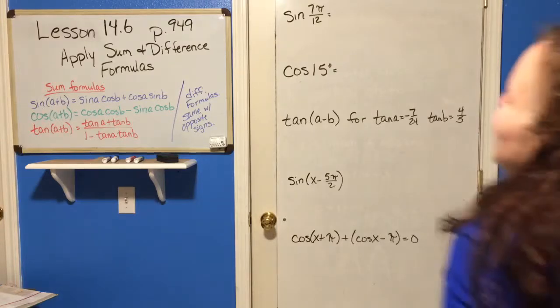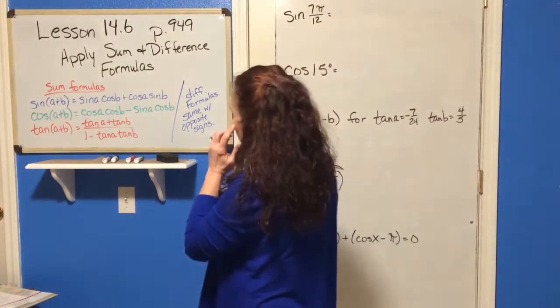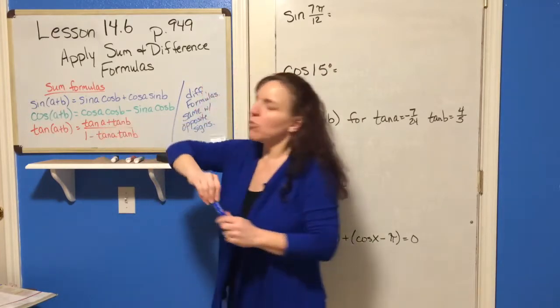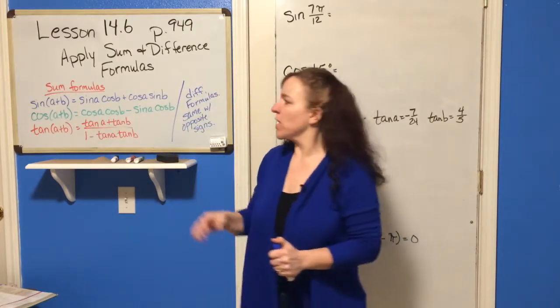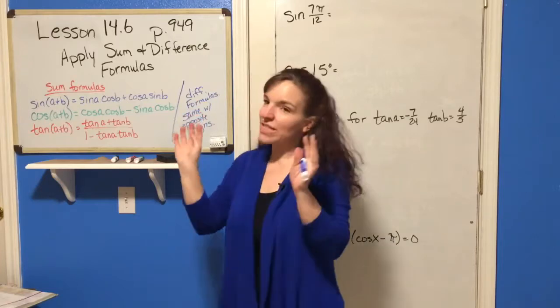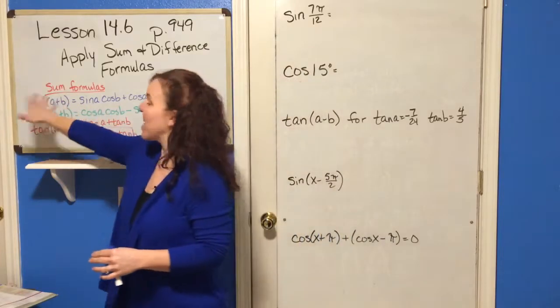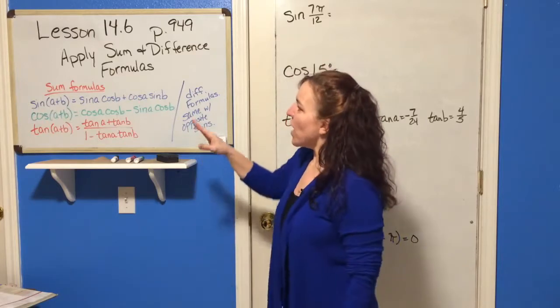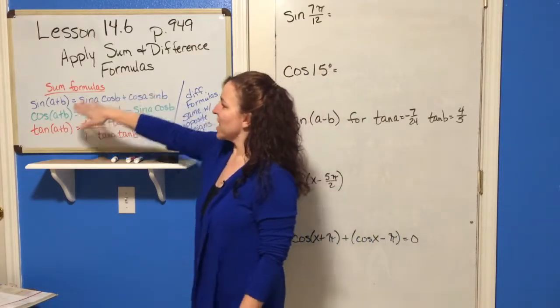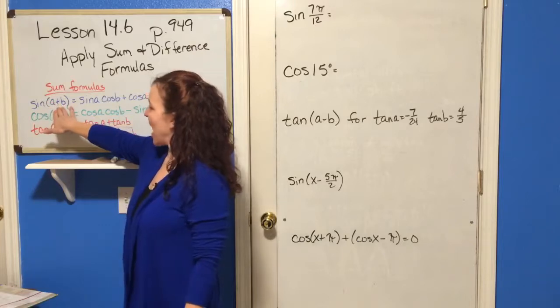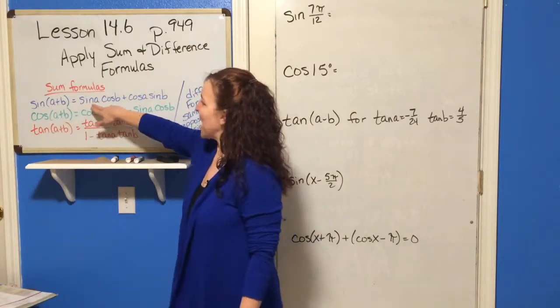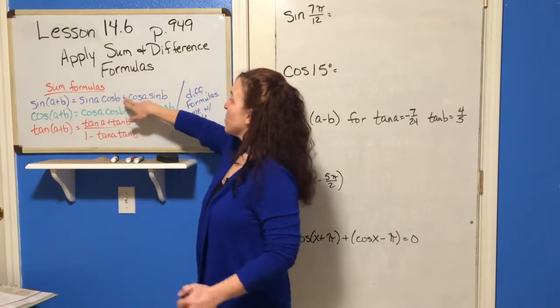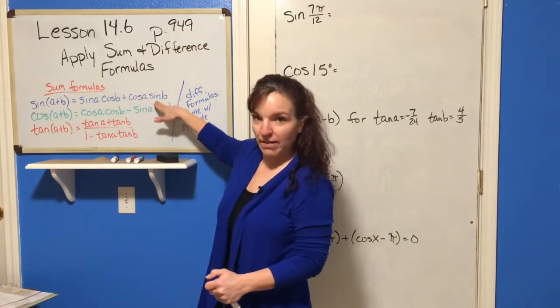Section 14.6, applying sum and difference formulas. Now, it would be nice and dandy if we could just quickly and easily add a and b and take the sine of that. But sometimes we can't necessarily do that. So with the sum formulas, if we have the sine of two numbers added, then this is going to be the sine of a times the cosine of b plus the cosine of a times the sine of b.